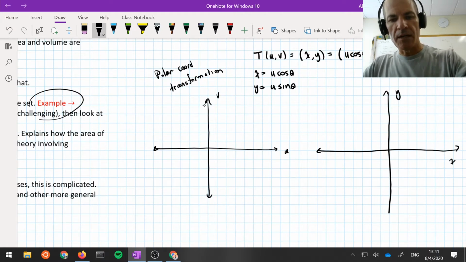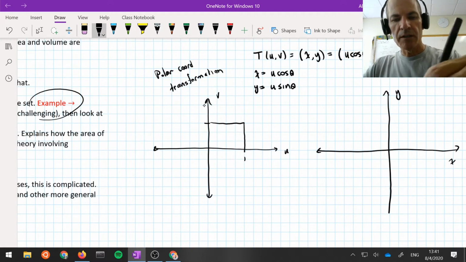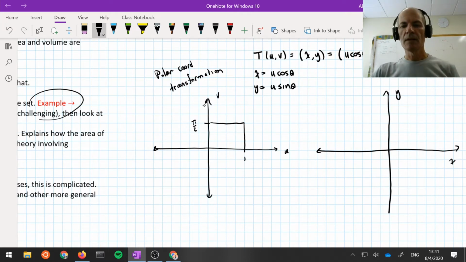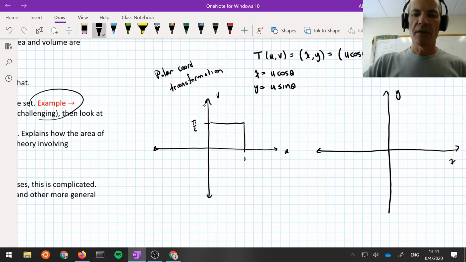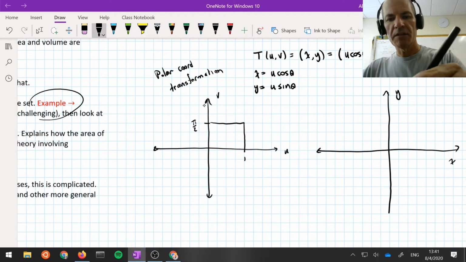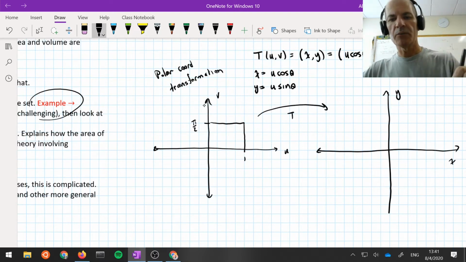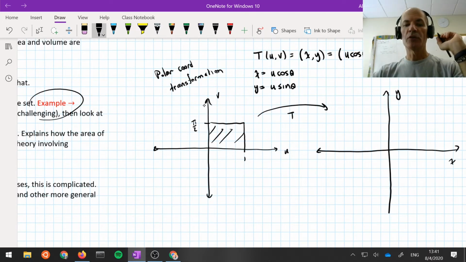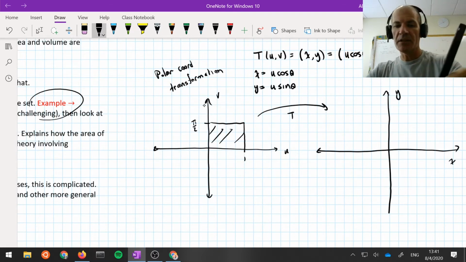Let's look at a simple shape over here in the UV plane. Let's look at a rectangle where we go out to 1 in the u direction, and let's go up to pi over 2 in the v direction. Let's see if we can't figure out what happens to this set if we plug every point into T and we see what that collection of points looks like over here. Plugging in every single point of this set would be a challenge, and it's a thing that you could do, but I don't encourage it.